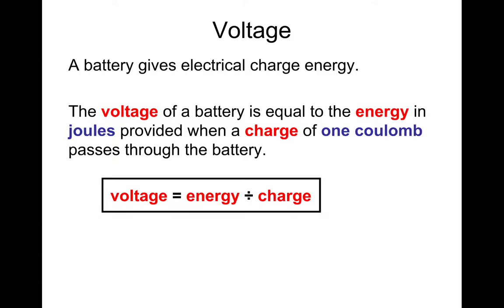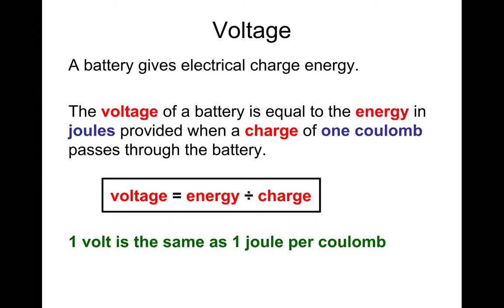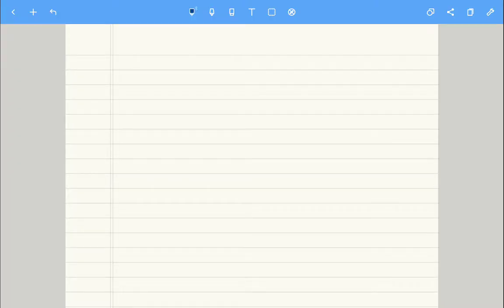So voltage is energy divided by charge, and 1 volt is the same as 1 joule per coulomb. So if you want to make any notes, please pause and do so. And then I'm going to go into a little bit more detail on this. So the equation, in a slightly different format, just rearranged: electrical energy is equal to charge multiplied by voltage.